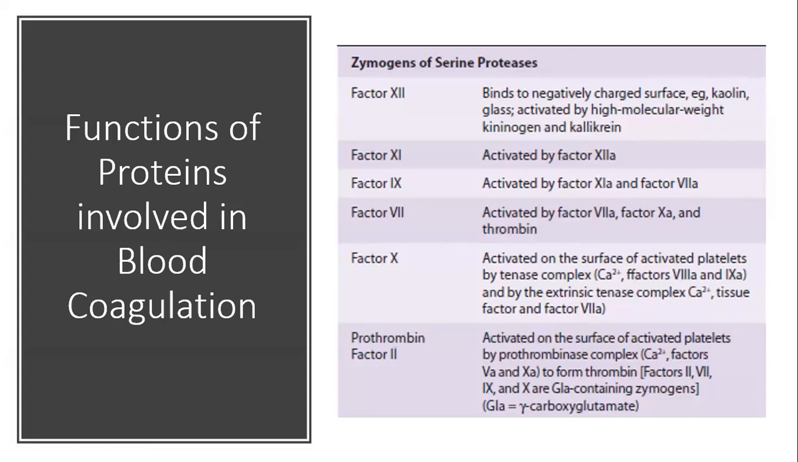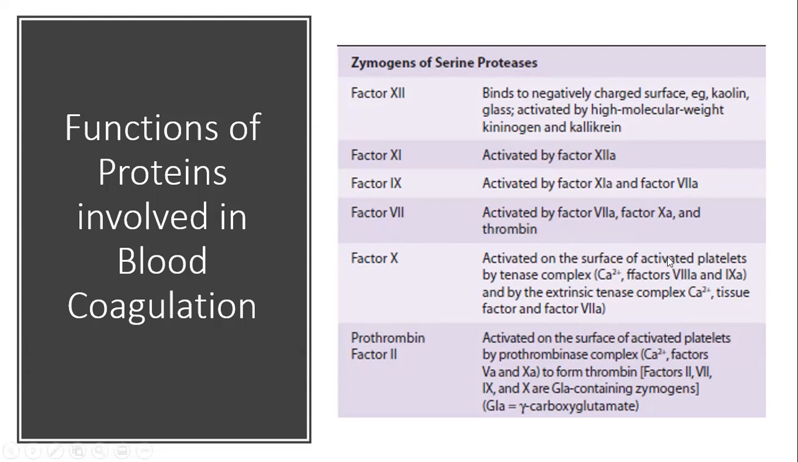So what are the functions of the different proteins involved in blood coagulation? Some of them can act as zymogens of serine proteases, so some of them have enzymatic activity. Your factor 12 is capable of binding to negatively charged surfaces, activating your intrinsic pathway. You have your factor 11 that is activated by factor 12A. You have your factor 9 activated by factor 12A and 7A. You have your factor 7 that is activated by 7A, 10A, and then thrombin. Your factor 10 is the one that connects both the intrinsic and extrinsic pathway.